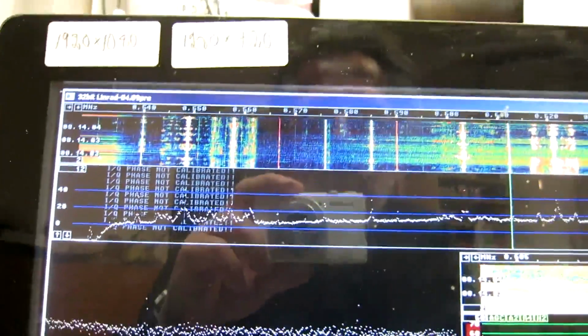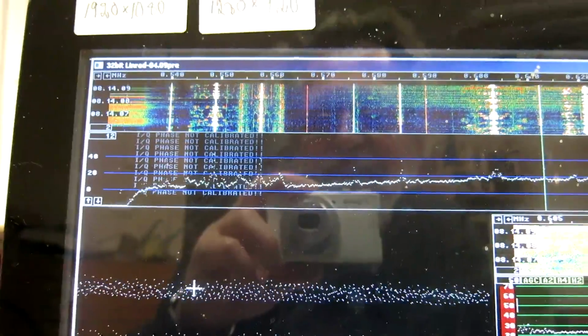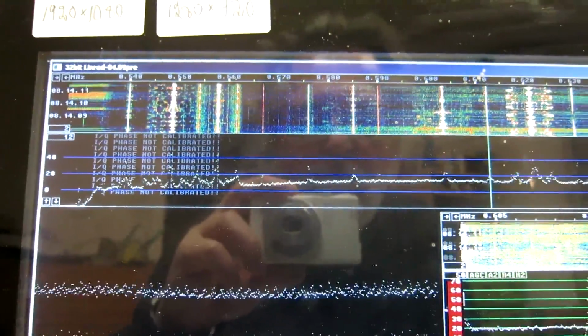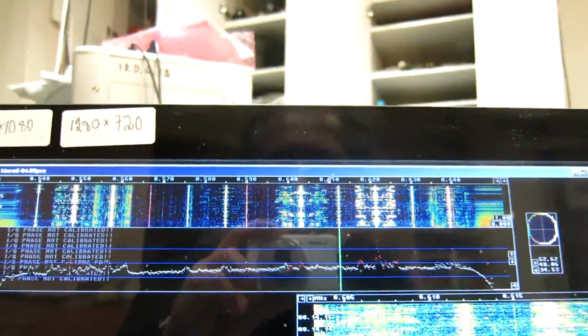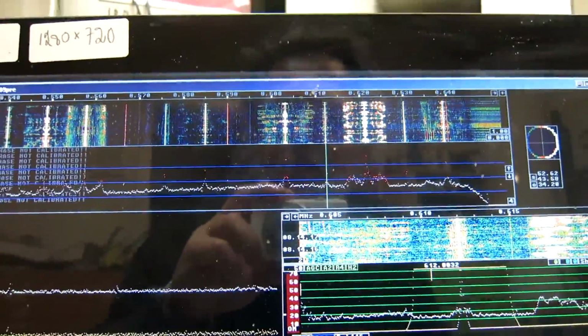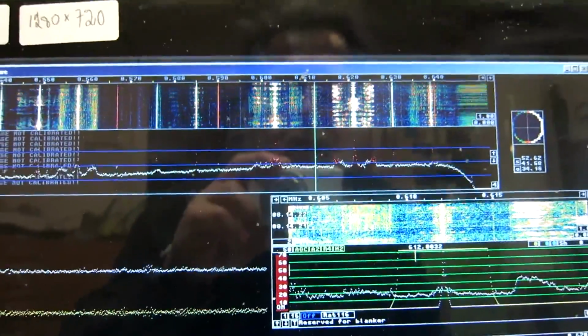And this is because the strong AM stations, here you can see, they go into the blanker and create problems. So I have to take away the carriers of the AM stations, but not much of the sidebands, to get optimum operation.